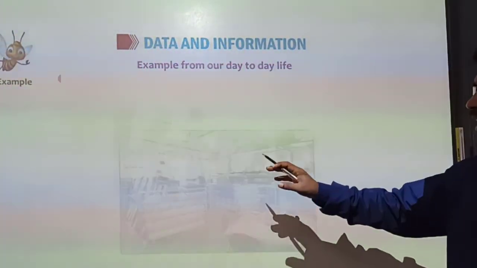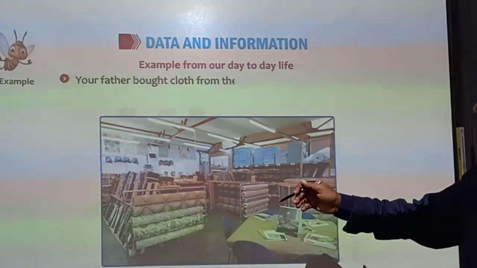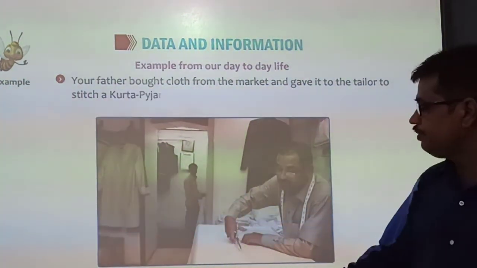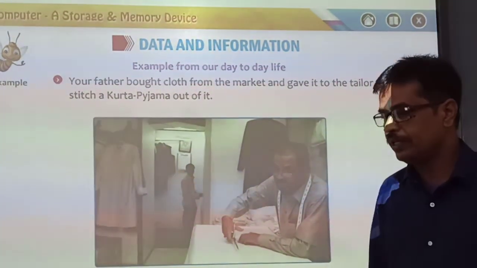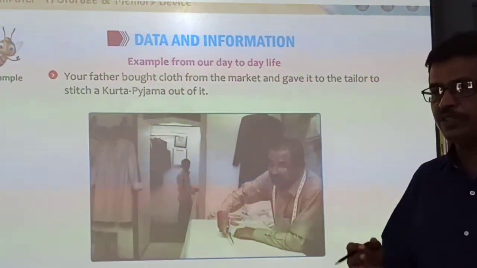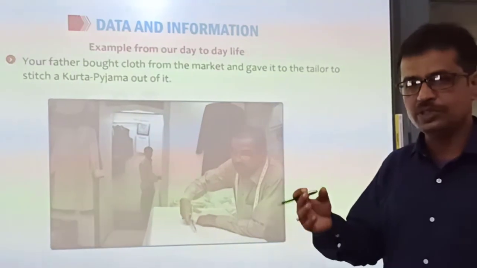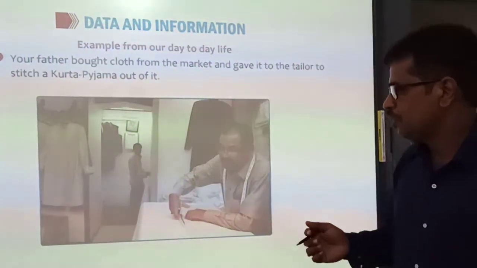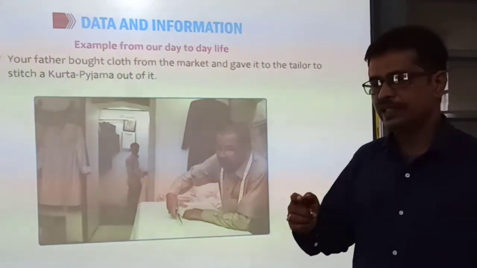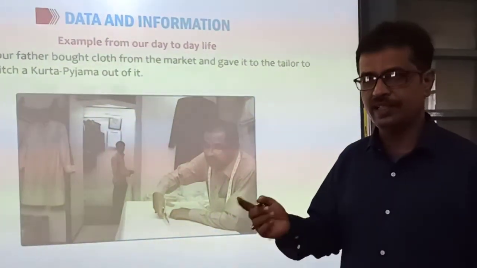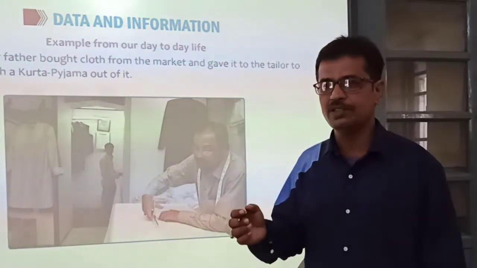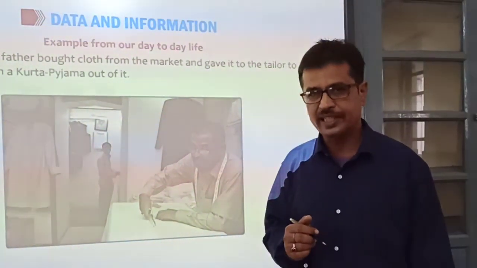Now, many examples are given in the book. I hope you are going through it. One example is given regarding cloth. When you buy a piece of cloth, it is meaningless, useless; we can say the cloth is data. When the cloth is converted into a dress by the tailor, the dress becomes meaningful, so it is called information. Understood?